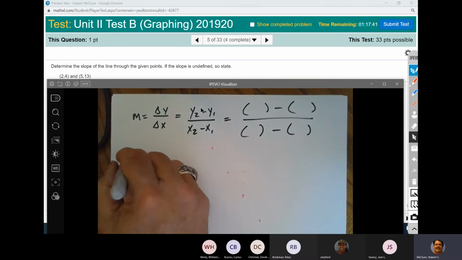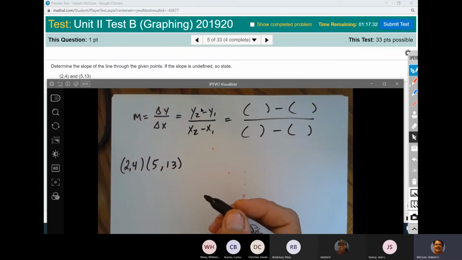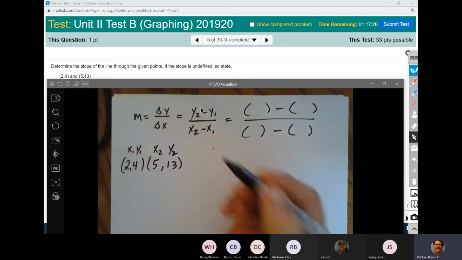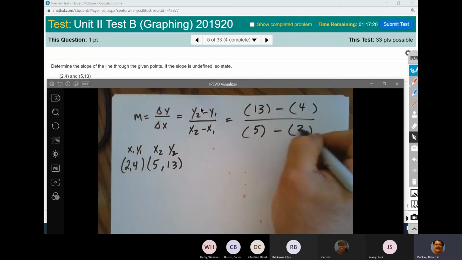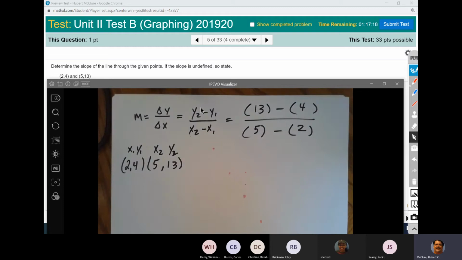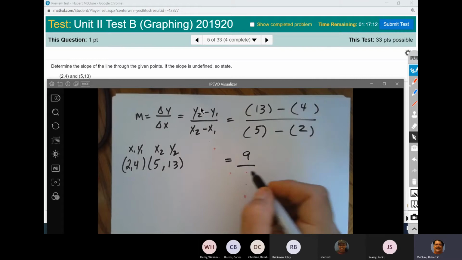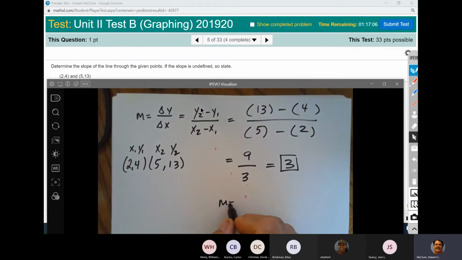We're given the points (2, 4) and (5, 13). Which way do we read? Left to right. X sub 1, y sub 1. X sub 2, y sub 2. 13 minus 4 is what? 5 minus 2 is? M is equal to 3. Actually 3 over 1, but 3 over 1 is 3.